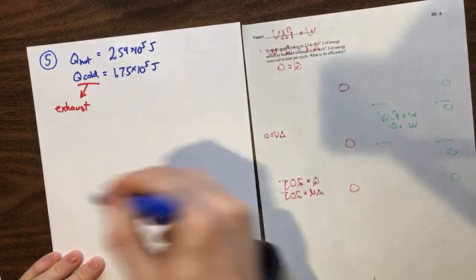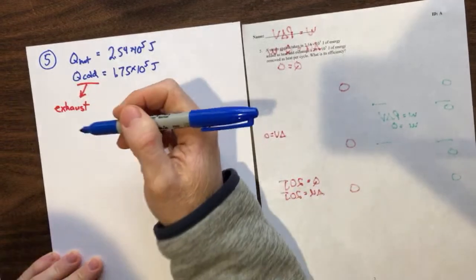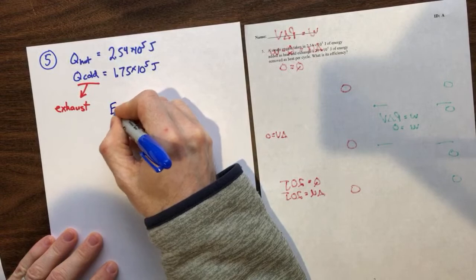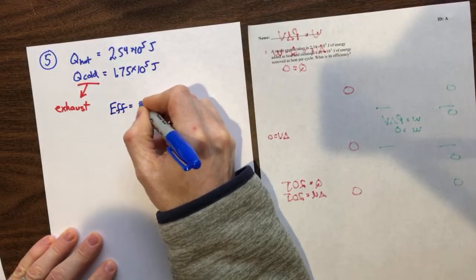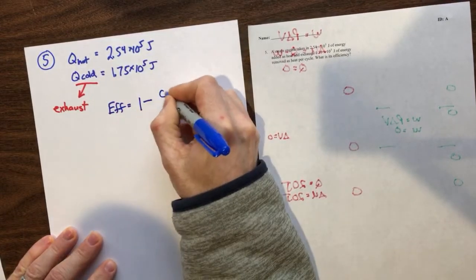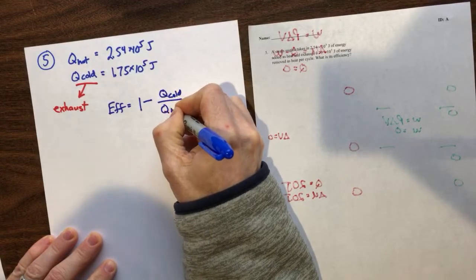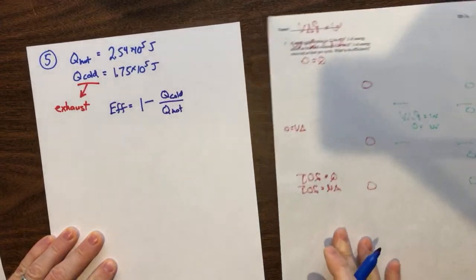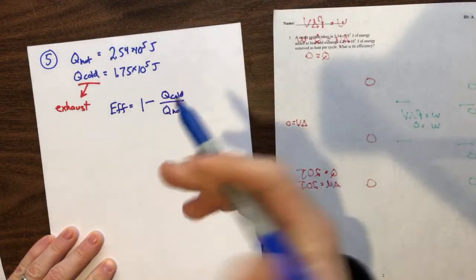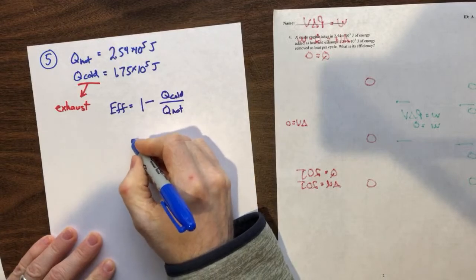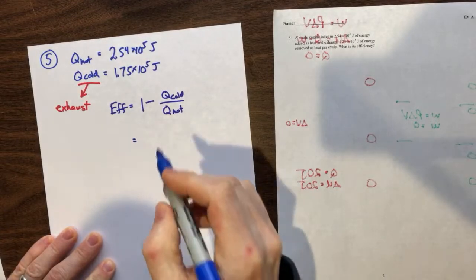Now we could go about this some kind of long way, but there's no point because we already have the equation where the efficiency is going to be 1 minus Q cold over Q hot. We don't need to reinvent the wheel. We don't need to make up this formula. We already have this equation. So let's go ahead and plug in some numbers, and that's going to be our efficiency.